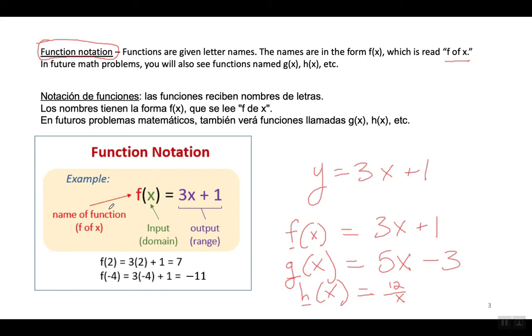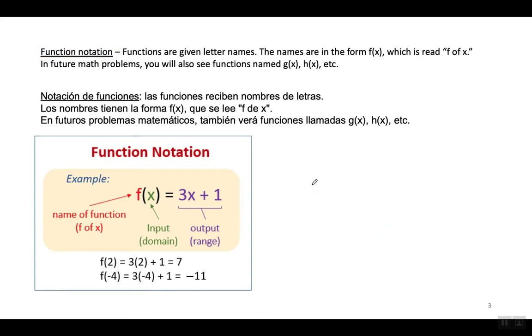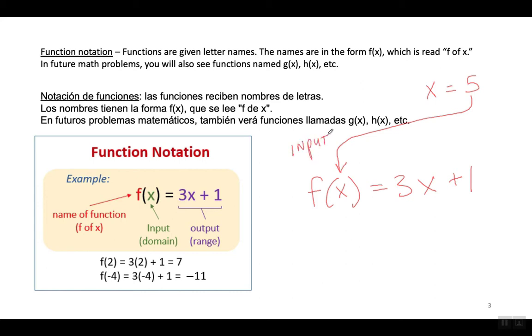And as you can see here, just to continue before I say it in Spanish, let me erase this. All right, this is the function. I'll keep the same rule. F of x equals 3x plus 1. So if I give you different values for x, like let's say x equals 5, that means this is your input. Remember I said that all the x values are the input? You're inputting that value into the function. So that means a 5 goes here. So now you have f of 5.